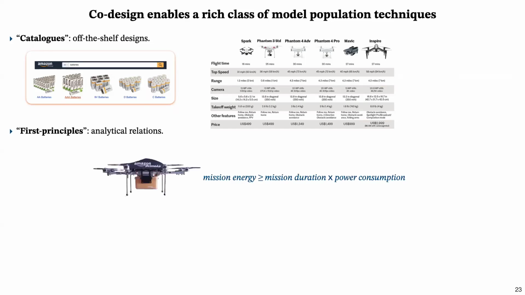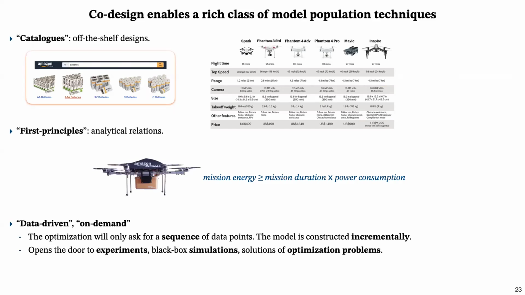Some things are true no matter which technology I look at, right? I call them first principles relations. For instance, the energy required by a mission, it's always greater or equal the duration of the mission times the power consumption of the drone. That's true no matter which drone I look at. So this is something you can define almost continuously. It's not a discrete way of populating this.